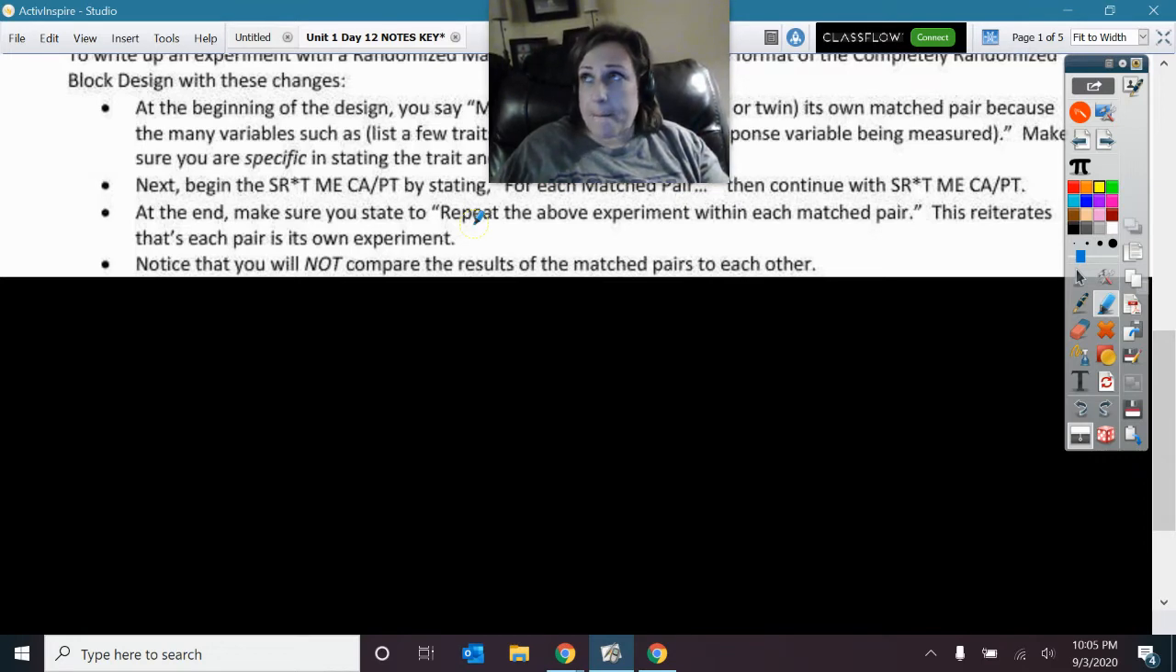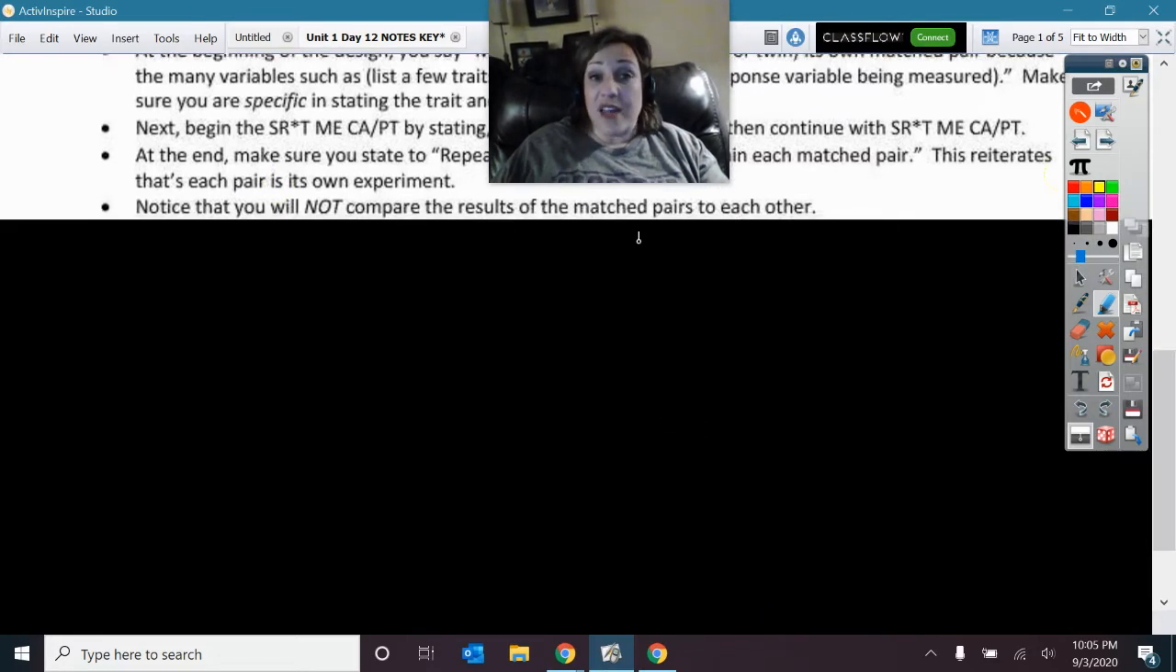We'll read through the experiment that I wrote and see if that was needed or make sure that I included it. This just reiterates that each pair is its own experiment. So each pair is its own little experiment. All right, this is important.